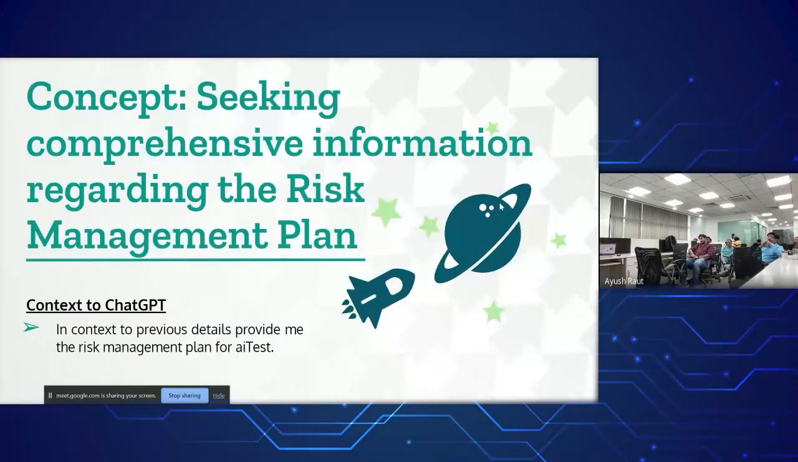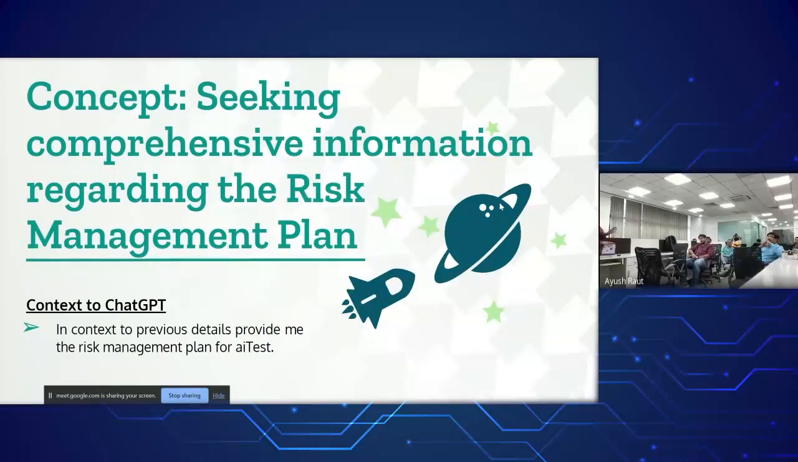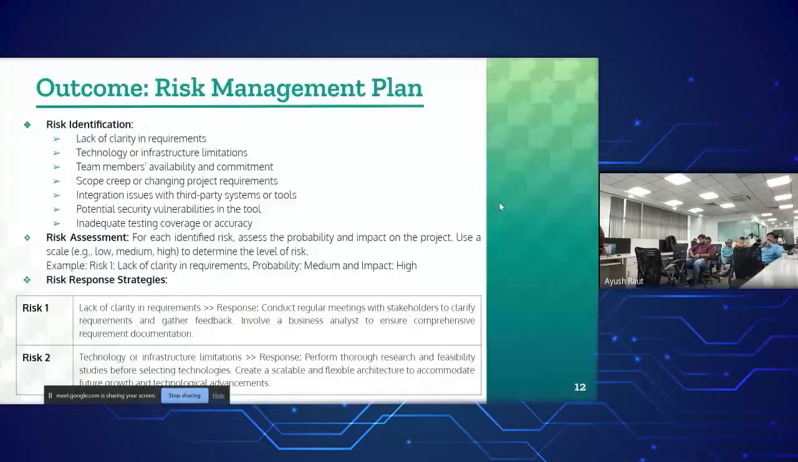So everyone, we are going to use the same prompt that we have provided in the first slide of this presentation. Using that prompt, we are asking for the different documentation from ChatGPT. As Sonia already, she has asked about the basic project plan structure. Using the same prompt, I'm asking the risk management plan. So the details that we have got is quite generic over here. So using these details, we can at least analyze what could be the probable risk management activities going on in AI test.